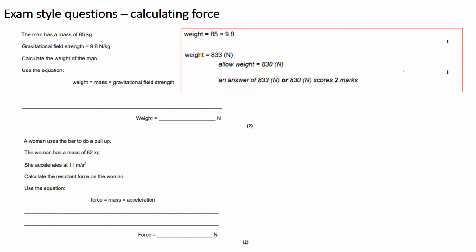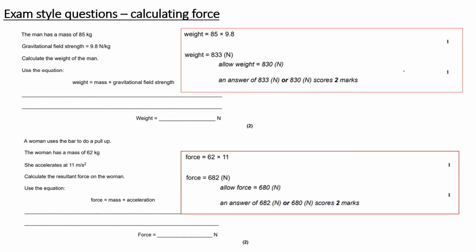So let's look at the next question. A woman uses a bar to do a pull-up, and the woman has a mass of 62 kilograms. She accelerates at 11 metres per second squared. Calculate the resultant force on the woman. We're going to use the equation force equals mass times acceleration. So our mass of 62 times 11 gives me a force of 682.